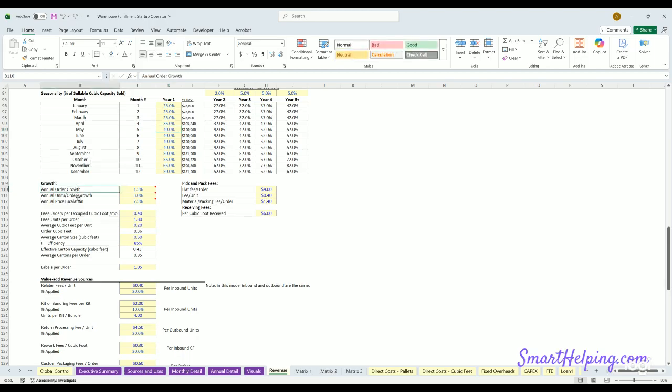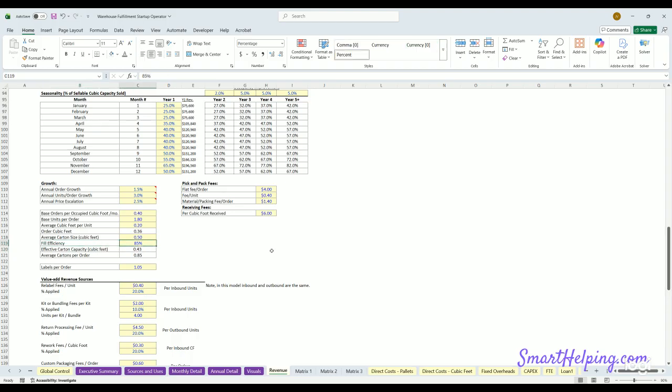So growth, order growth, unit growth, same deal, price escalation. We have assumptions here: base orders per occupied cubic foot per month. So of the occupied cubic feet, how many orders are happening per month. Base units per order, average cubic foot per unit. Then we can derive order cubic feet. Then we have to define average carton size in cubic feet. So for what you're putting the stuff in for e-commerce, what's the average size of the carton you're putting your stuff in. That's going to be needed to know the effective carton capacity and the average cartons in a given order.